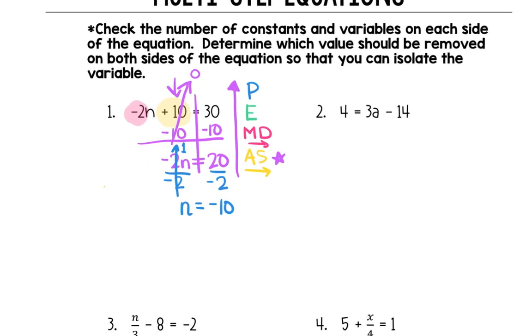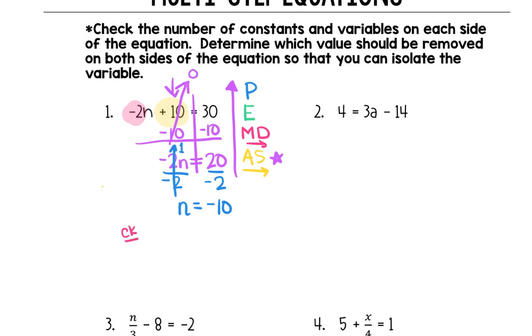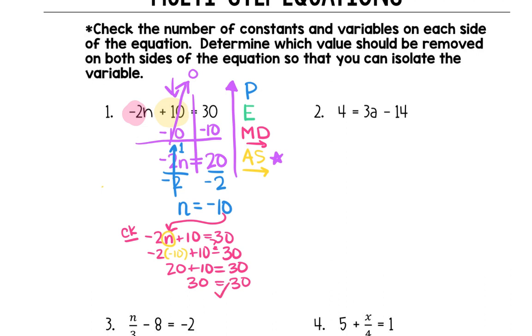Once we solve the equation, we do want to check. The way that we check is the first thing we're going to do is rewrite the equation that was given to us. Now, we think n is equivalent to -10, so we're going to substitute in -10 for n. And the question is, do these left and right sides equal each other? -2 times -10 is 20. We have our plus 10. And then we can show that the left-hand side does equal the right-hand side, and it checks.